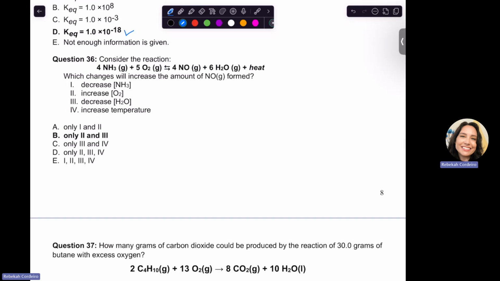Which changes will increase the amount of NO? NO is on the right, so we're looking for which way to shift it to the right. We can add anything that's on the left side, and remove anything that's on the right side, including heat. Decreasing NH3: it'll shift to the left, so that's not a shift to the right. Increase O2: it'll shift right, so that is a shift to the right. Decrease H2O: that'll shift it to the right to replenish, so that does increase it. Increase temperature: that'll shift it to the left, so that's not it. So it's going to be 2 and 3.